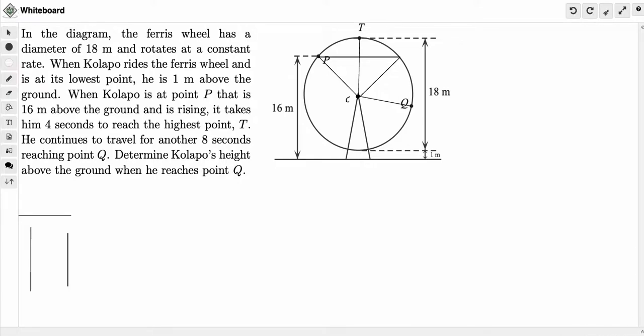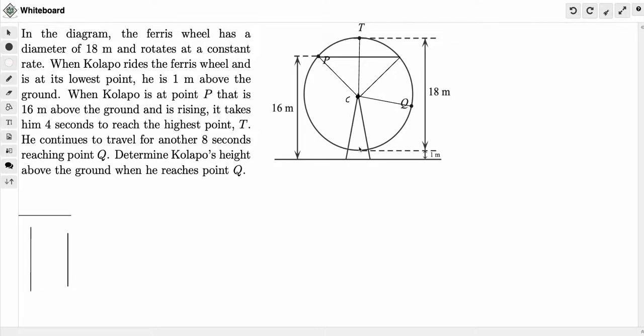Part B of the question states that in the diagram, the Ferris wheel has a diameter of 18 meters and rotates at a constant rate. When Kalapo rides the Ferris wheel and is at its lowest point, he is 1 meter above the ground. When Kalapo is at point P that is 16 meters above the ground and is rising, it takes him 4 seconds to reach the highest point, T. He continues to travel for another 8 seconds, reaching point Q. Determine Kalapo's height above the ground when he reaches point Q.